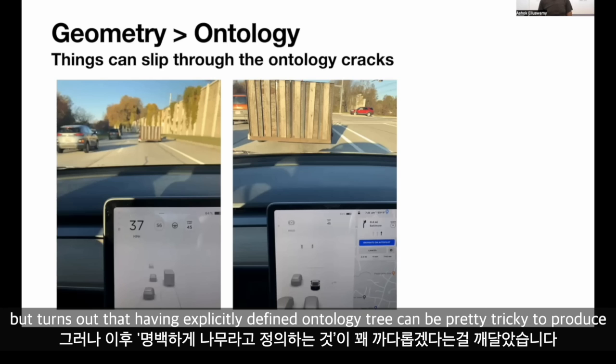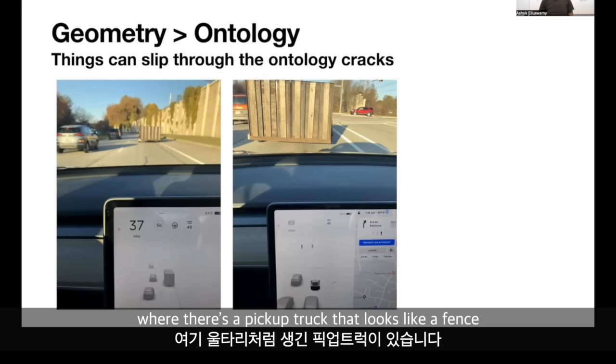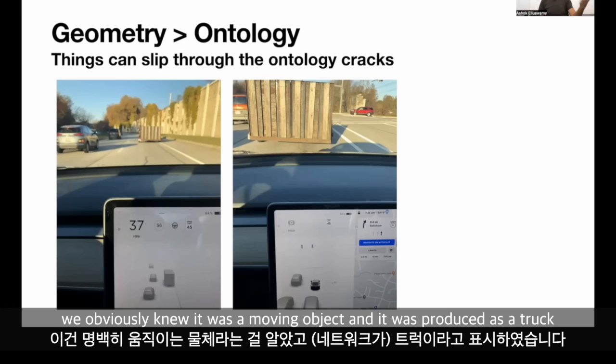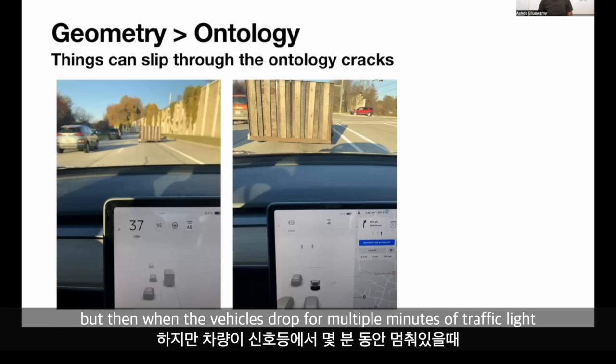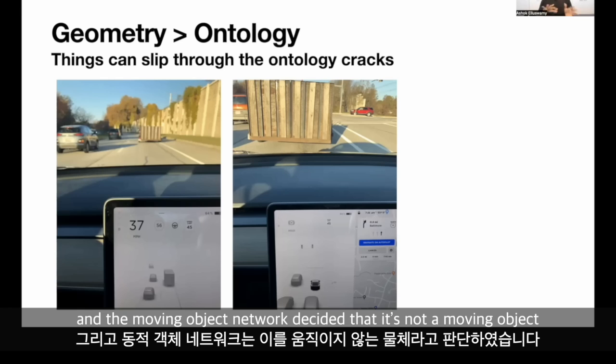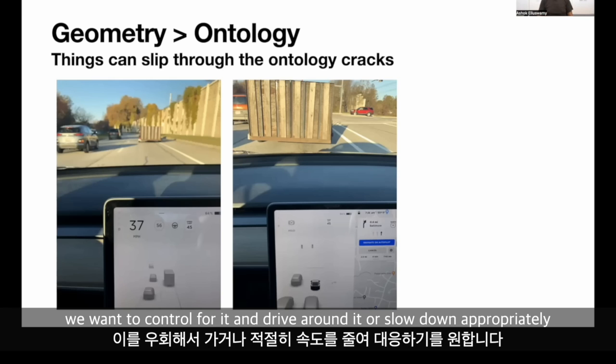It turns out that having an explicitly defined ontology tree can be pretty tricky to produce. Here in this example, which is from our own internal testing, there's a pickup truck that looks like a fence. When the vehicle was moving on the highway, we obviously knew it was a moving object and it was produced as a truck. But then when the vehicle stopped for multiple minutes at a traffic light, it does look like a fence. Maybe it's not a moving object. And the moving object network decided that it's not a moving object. But obviously, we do not want to drive into this vehicle. We want to control for it and drive around it or slow down appropriately.